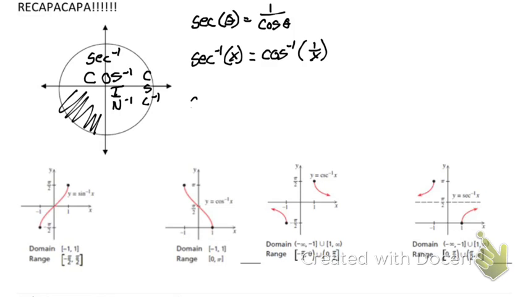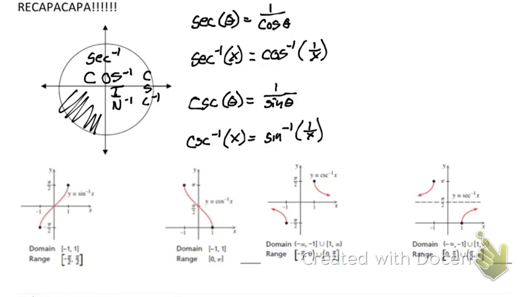All right, the same thing works for cosecant and sine. If I have cosecant of some angle, we're going to have 1 over sine of that angle. If I give you cosecant inverse of x, that's going to equal, well, we're going to do the reciprocal inside, so sine inverse of 1 over x.